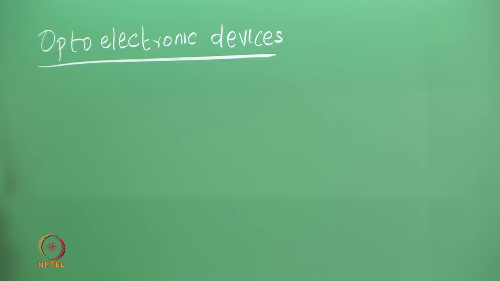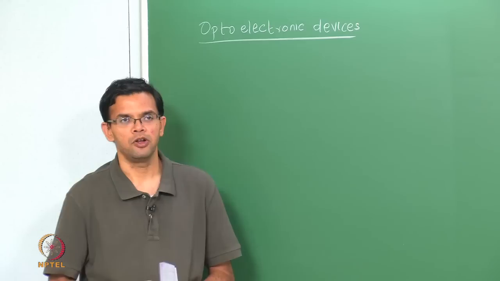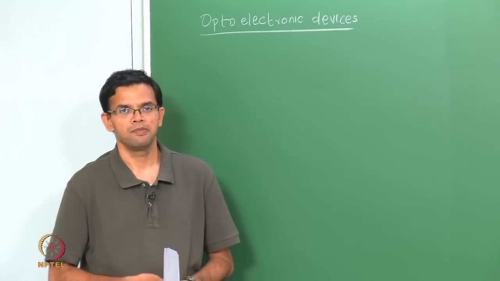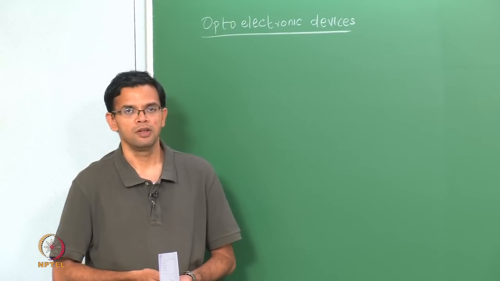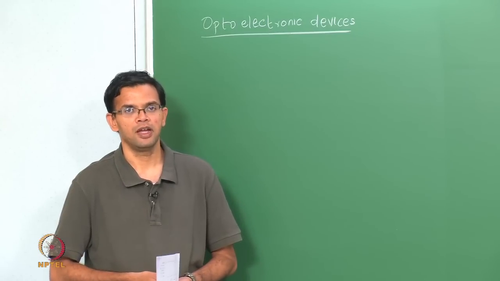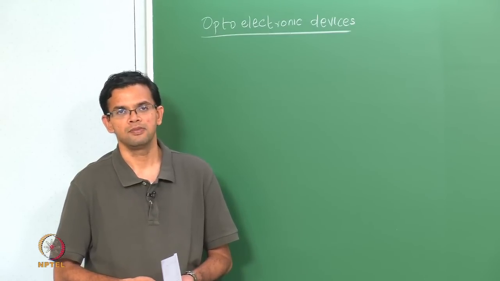So, in last class we mainly looked at the interaction of light with a semiconductor material. We said that if the energy of the light is less than the band gap, it will not get absorbed, and if the energy is more than the band gap, then the light can get absorbed, creating electron hole pairs. So, we were able to define an absorption coefficient that is wavelength dependent.